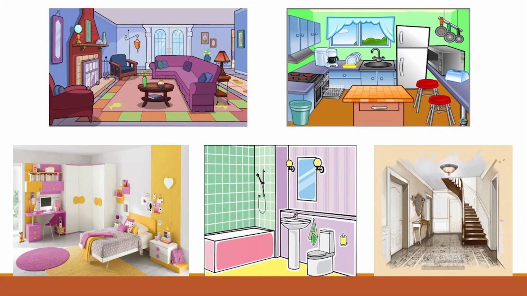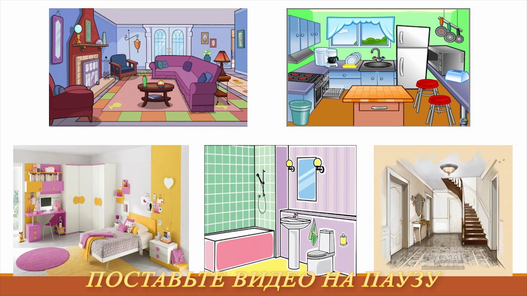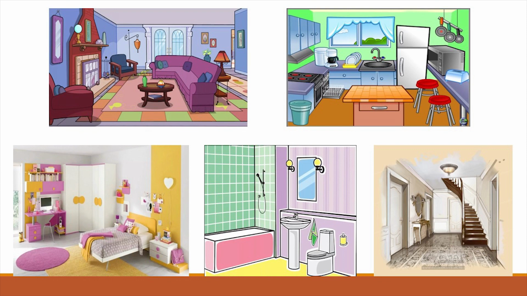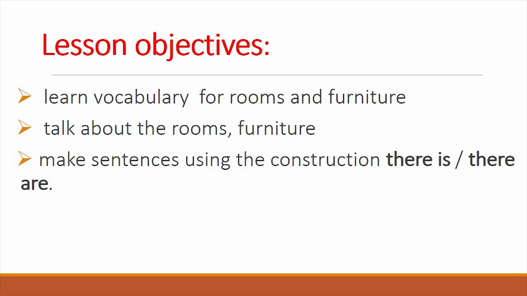What will we do at the lesson today? Look at the pictures. What do you think? What is the theme of our lesson today? Yes, there are rooms and furniture. Today we'll speak about rooms and furniture, learn vocabulary words and make sentences using the construction there is and there are.